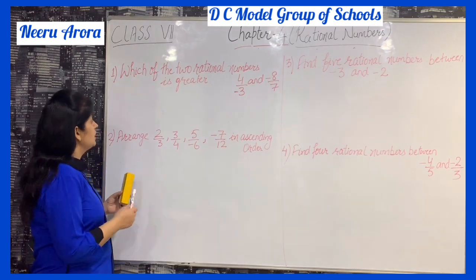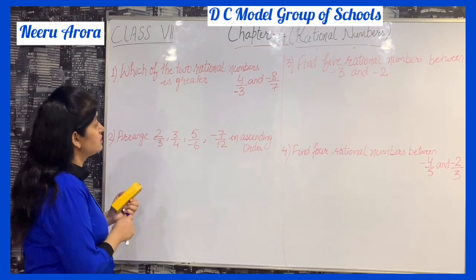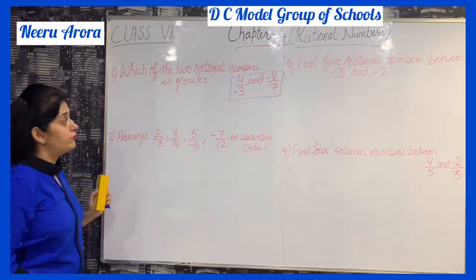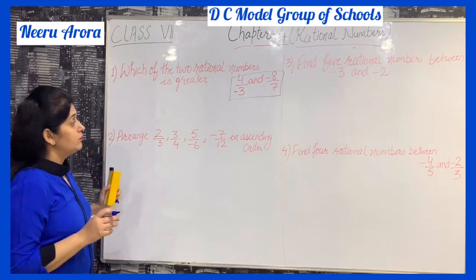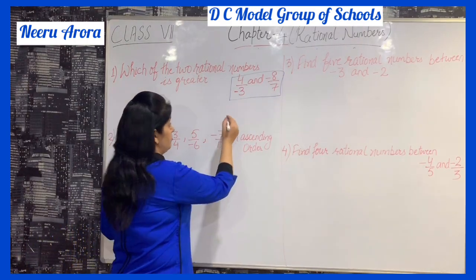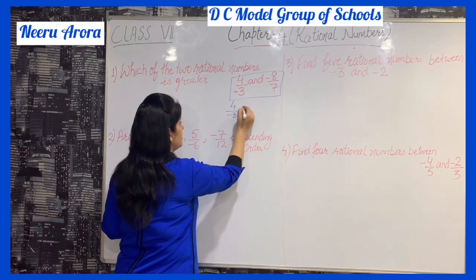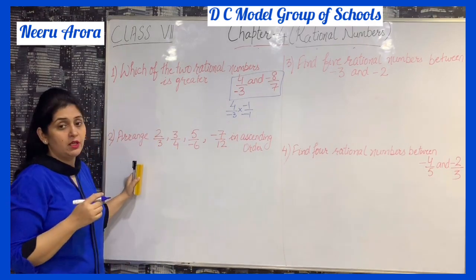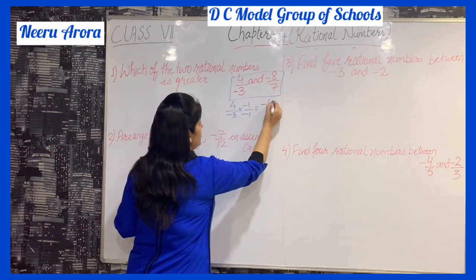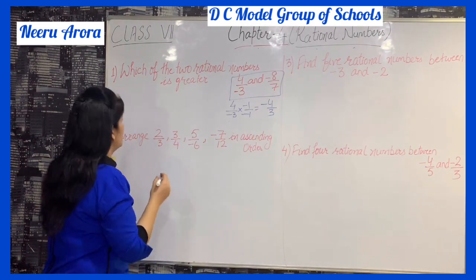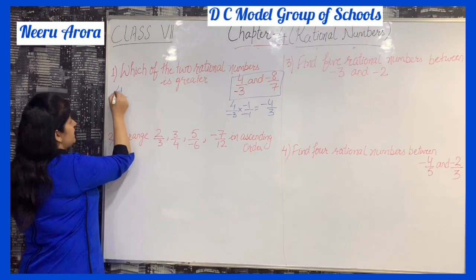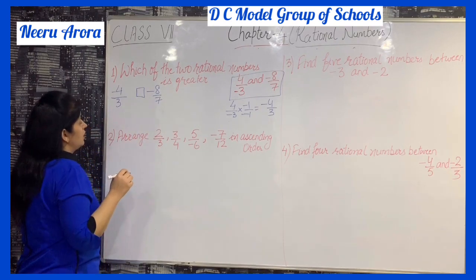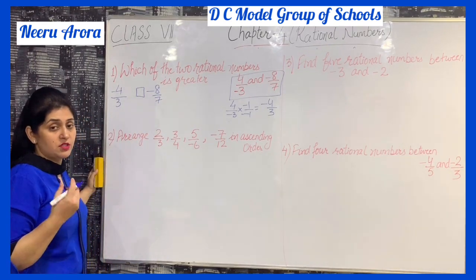Now the first one is, which of the following rational numbers is greater? These two rational numbers are given. So the first most important step is to make the denominator positive. Make the denominator of the rational numbers positive by multiplying its numerator and denominator by -1. So we get -4/3 and -8/7.